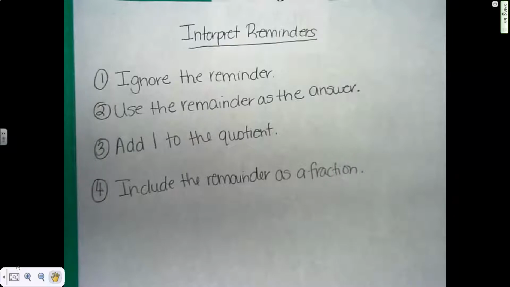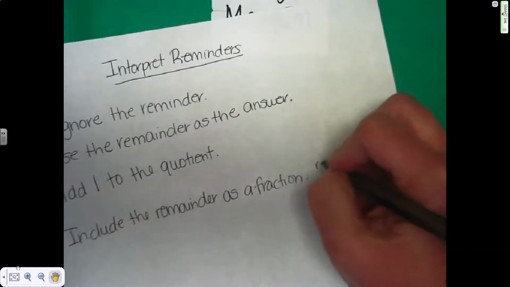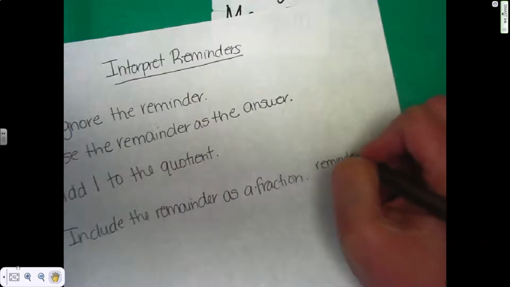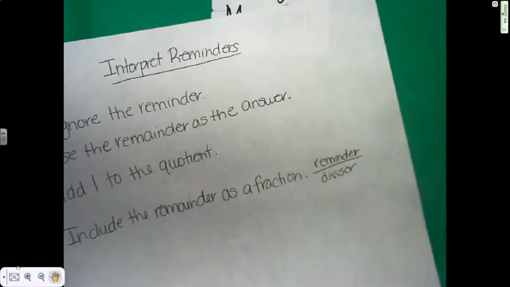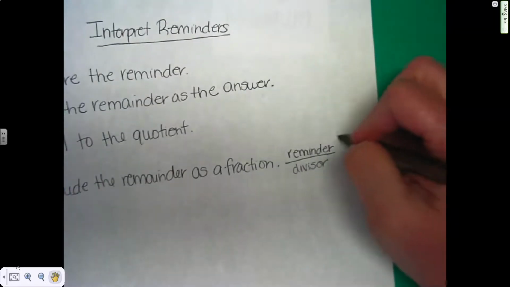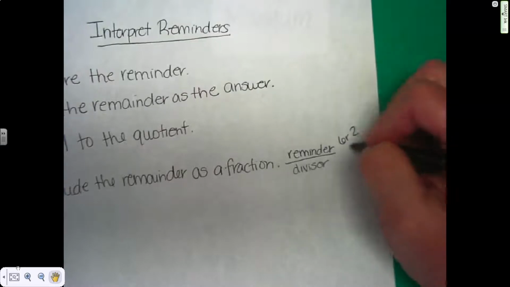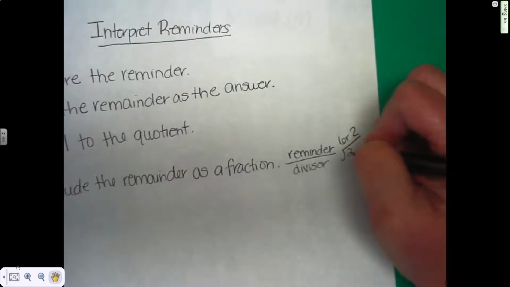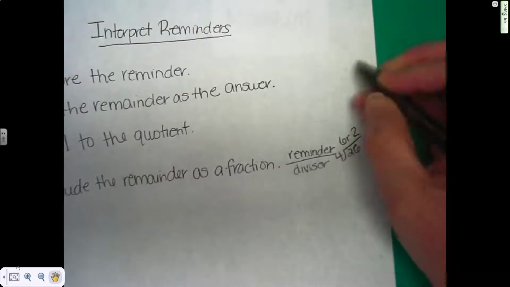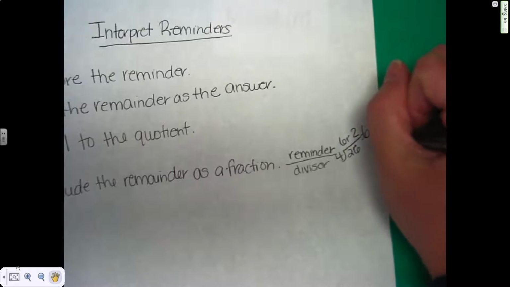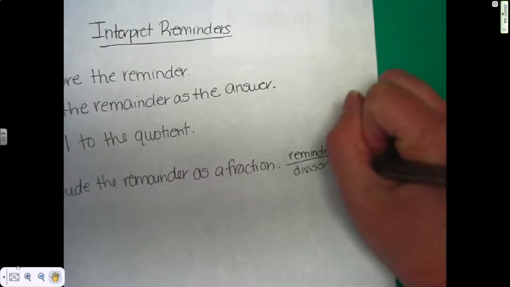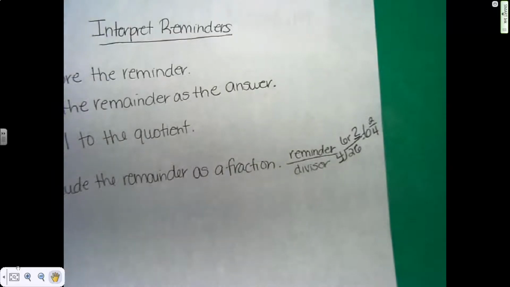And then the final thing we can do to interpret remainders is to include the remainder as a fraction. The way we include a remainder as a fraction is we make a fraction where the remainder is our numerator, our top number, and our divisor is our denominator. So if my answer was 6 remainder 2, and that was, let's say, 26 divided by 4, then that would be the same as 6 and 2/4, because we would put our remainder on top of our divisor. That's how we make fractions.